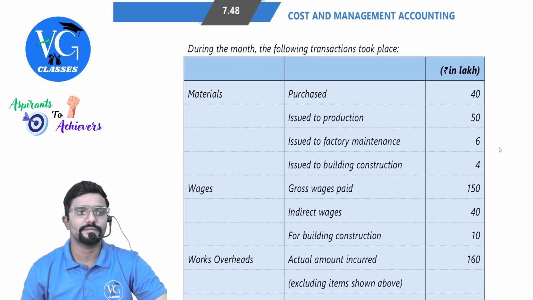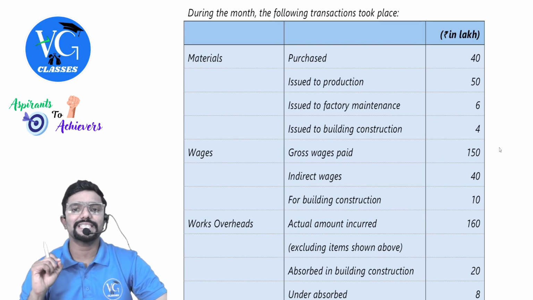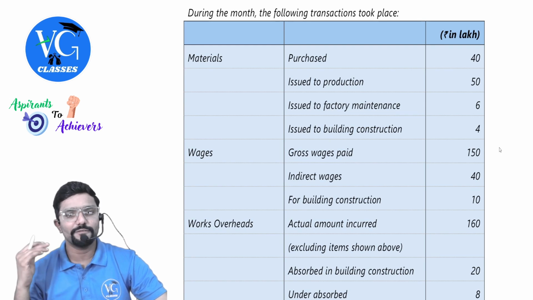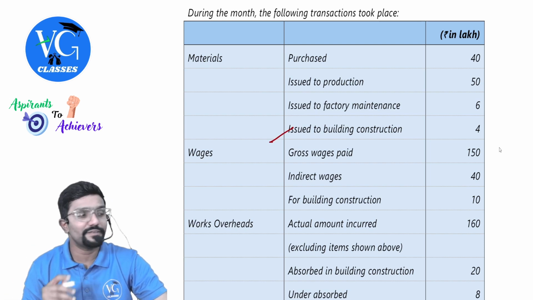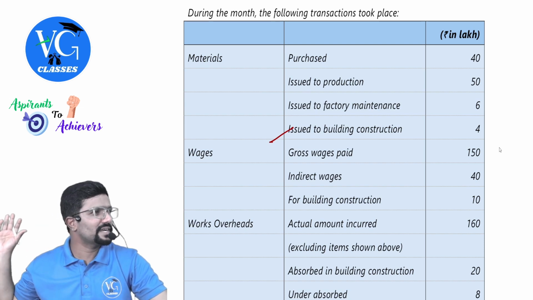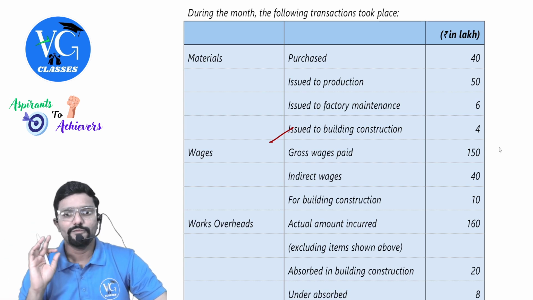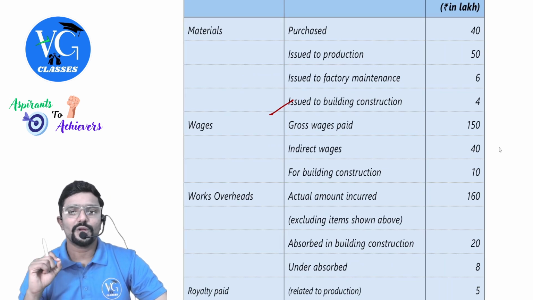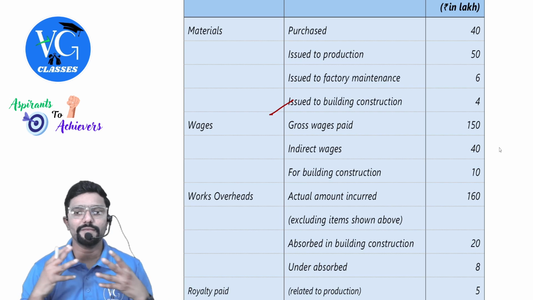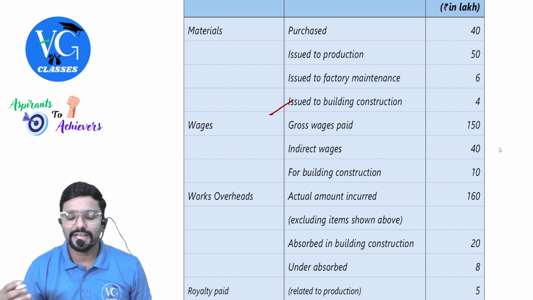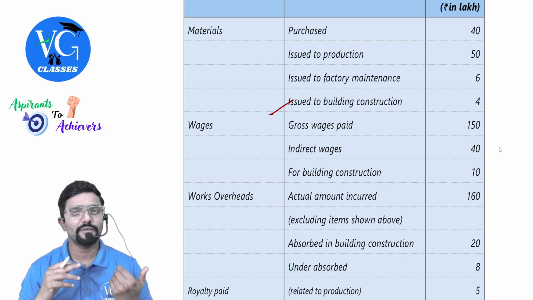You should understand this. During the month, the following transactions took place, one by one. Material purchase 40, issued to production 50, issued to factory maintenance 6, issued to building construction 4, something different in this question. Issued to building construction: they maintain a separate account for building construction, receive it there. Everything is in lakhs. Wages: gross wages paid 150. Indirect wages 40. For building construction 10. Remaining 100 is for what, guys?